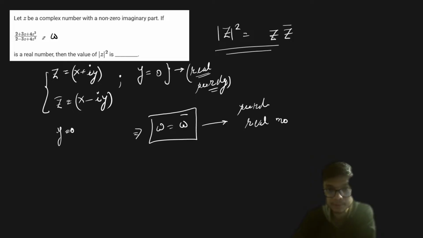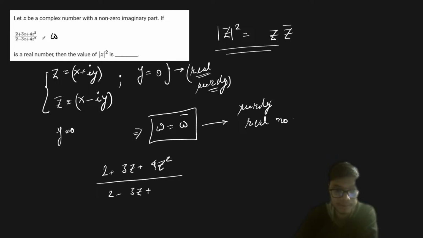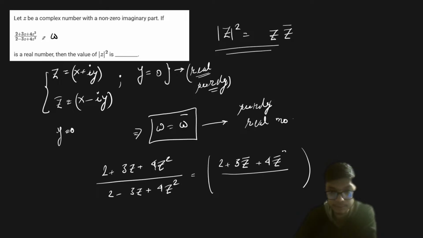Okay, so this gives me the information that it is a purely real number 2. So what I'm doing is that (2 + 3z + 4z²) divided by (2 − 3z + 4z²) is equal to the conjugate of the same thing, that is basically (2 + 3z̄ + 4(z̄)²) divided by (2 − 3z̄ + 4(z̄)²), right?